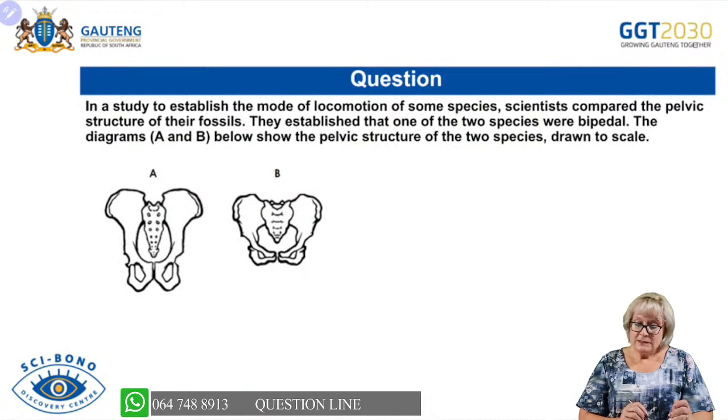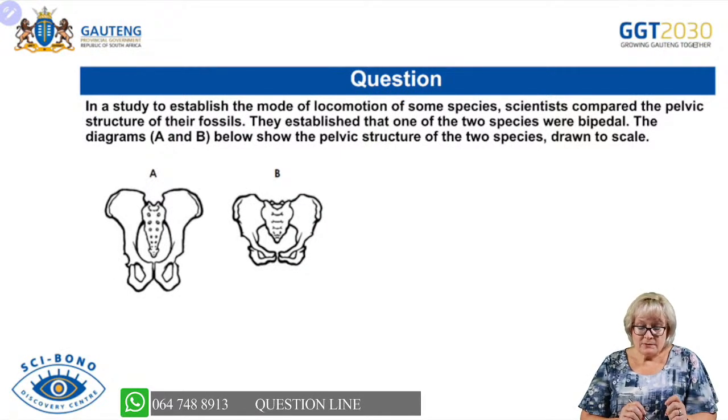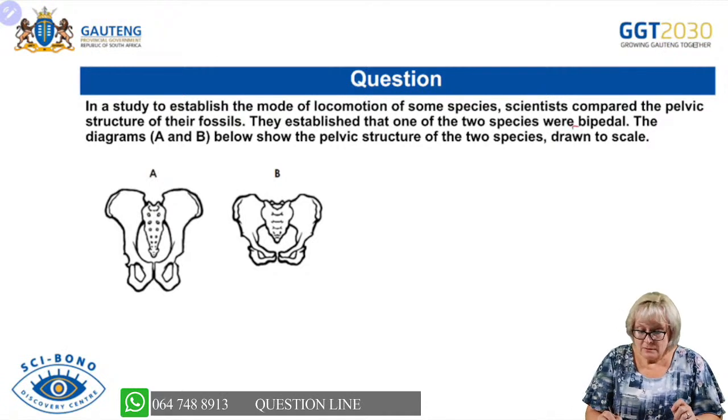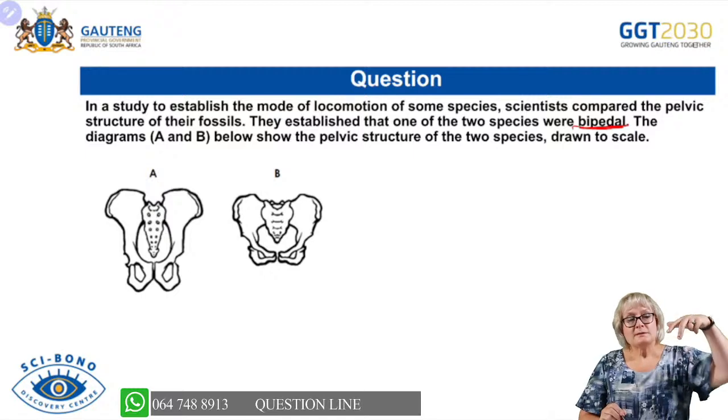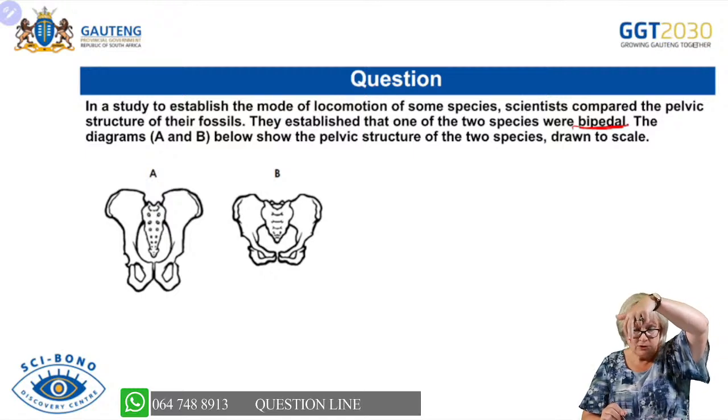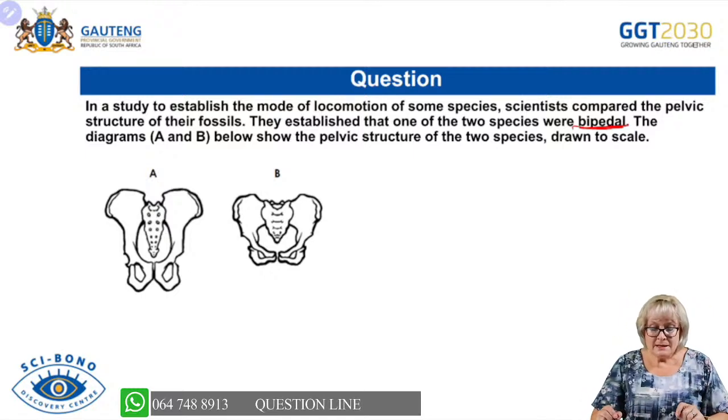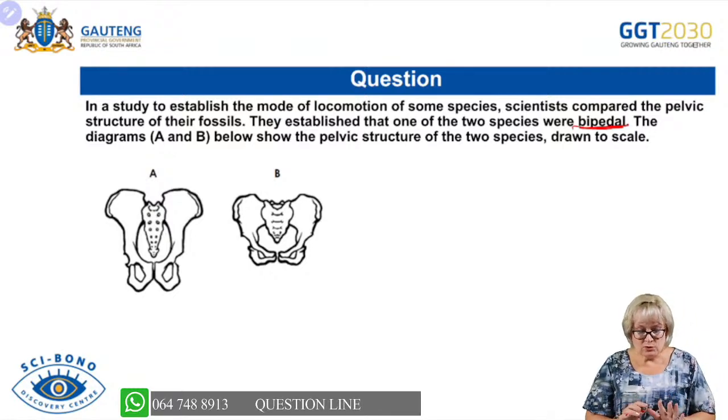And now let's quickly look at a question. In a study to establish the mode of locomotion of some species, scientists compared the pelvic structure of their fossils. They established that one of the two species was bipedal. What does bipedal mean? By two. So that you're walking on only two limbs. The diagrams A and B below show the pelvic structure of the two species drawn to scale. All right, so they're drawn to scale.